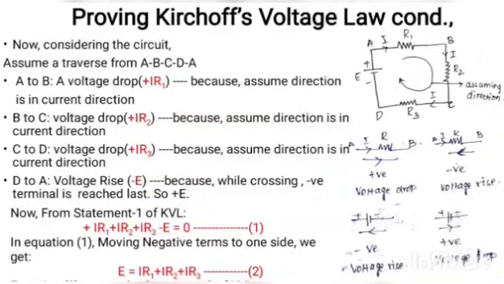That should be either clockwise or anti-clockwise. Here I assumed the direction to be anti-clockwise. Now with the help of this assumed direction and the direction of the current that passes in the branch, we are going to derive the equation.